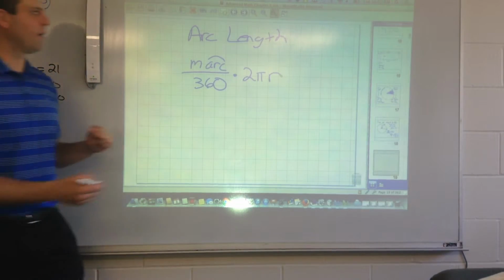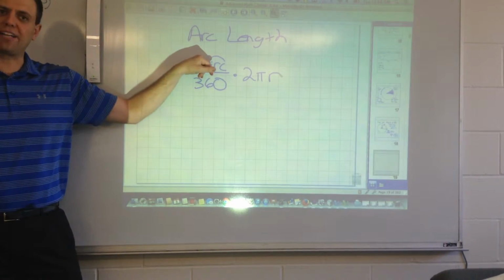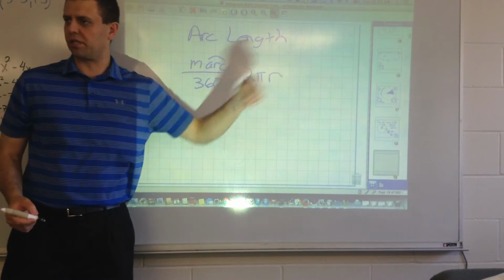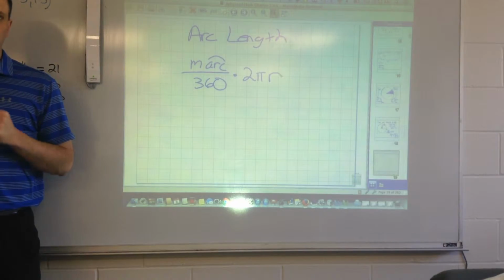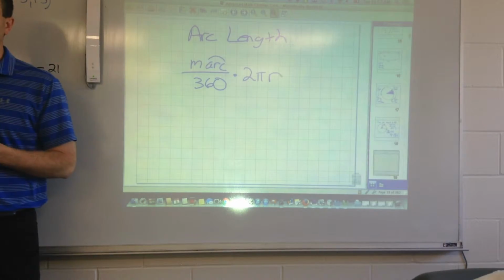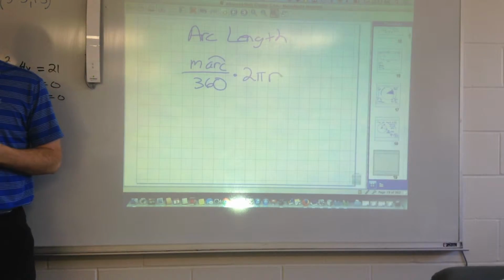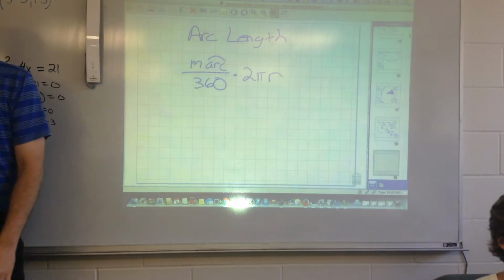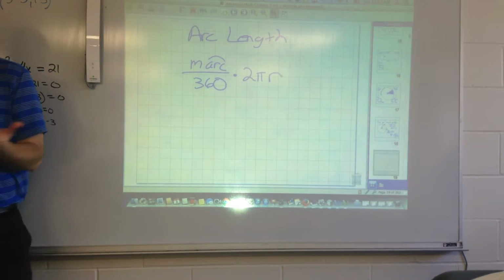So before I do an area one, take a look at this. Look at what we did. I took the fraction that I have times the total circumference, right? Want to take a wild guess on what the formula is going to be for the area part? Exactly the same, except what? This is going to be pi r squared. Because we're working with area and not circumference.